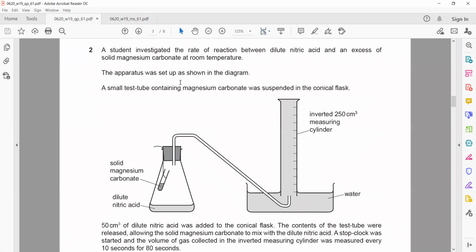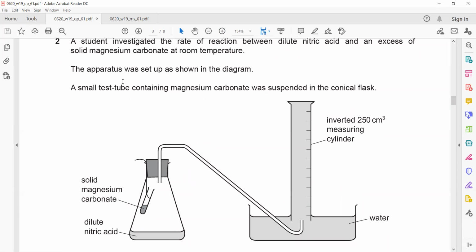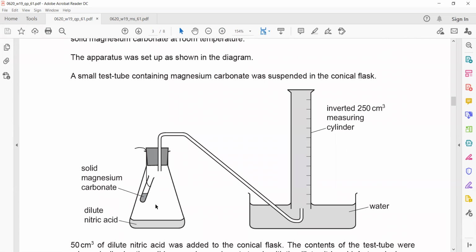The second question: a student investigated the rate of a reaction between nitric acid and excess magnesium carbonate at room temperature. The apparatus was set up as shown in the diagram. A small test tube contains magnesium carbonate, suspended in a conical flask. When we remove this thread, the content of the test tube will mix with nitric acid, and this will result in the formation of carbon dioxide.